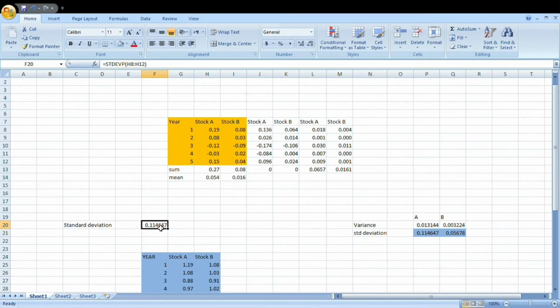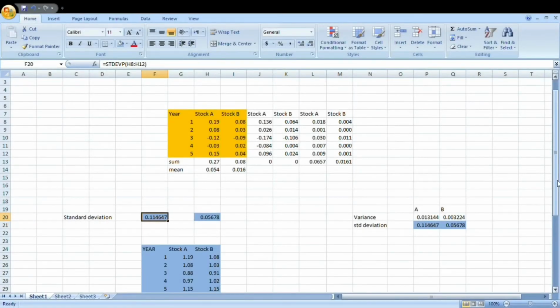As you've seen, when we use the formula directly, the answer is the same as we found step by step, which is 0.114647. Now we find the standard deviation for stock B by the direct Excel formula. We select all the values for stock B and press enter, and we find both answers are the same as we found earlier. Now we will find the geometric mean.